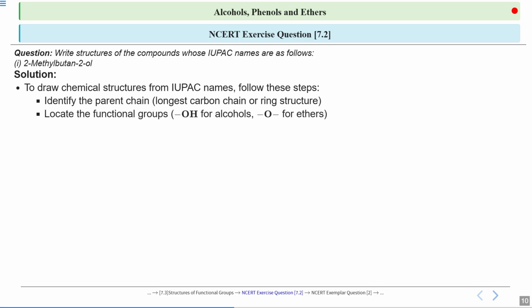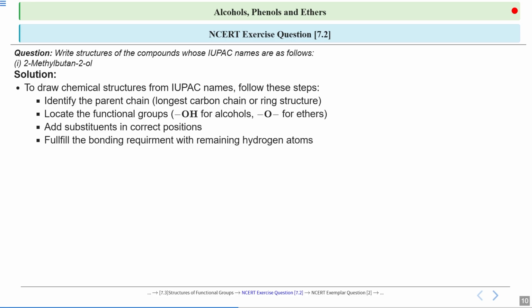Second step, locate the functional groups, like OH for alcohols and R-O-R for ethers. First of all, identify the parent chain, then locate the functional groups if present in the compound. Third step is to add the substituents in the correct positions as per the given IUPAC name, along with their positions by numbering. Add the particular substituent and the functional group in their correct positions as per the given numbers in the name.